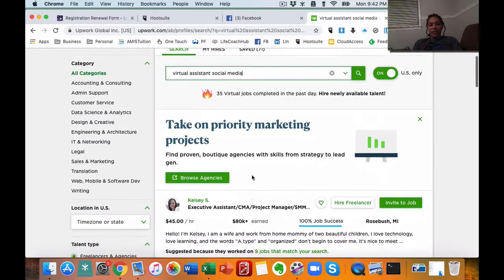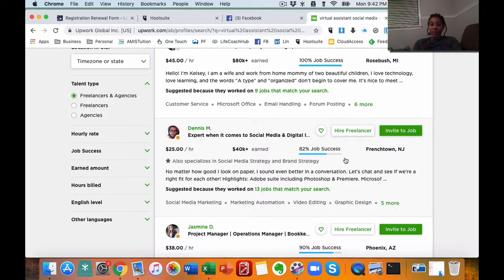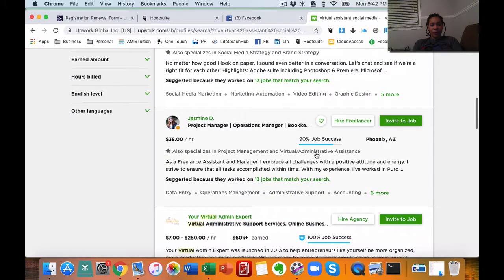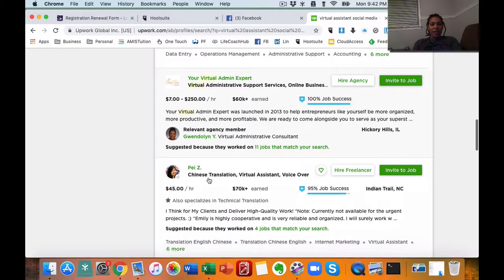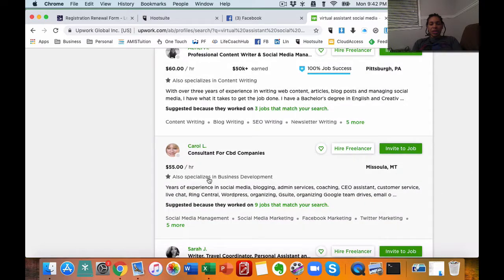So you look at these keywords and you look at, here it goes, expert when it comes to social media, right? 82%, and they've earned 40K. So you want to look at their reviews. Someone who's earned 60K, but look at this. This is a huge range of hourly rate. So you're searching, you're looking at a few things.